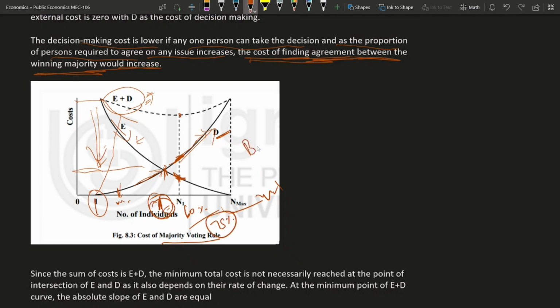For example, in the Brexit case, there was a simple 50% majority rule. If you analyze this through the E plus D graph, where the minimum total cost would have occurred, it could be possible that the minimum cost would have occurred at 60%, because the Brexit issue was so important compared to the decision making cost. So it was possible that the majority requirement would have been 60% or 70%, whatever. In that case, Brexit would not have happened if they had analyzed it through the E plus D graph, but we don't know that. So this was the cost of the majority voting rule, and that's it for this video, guys.